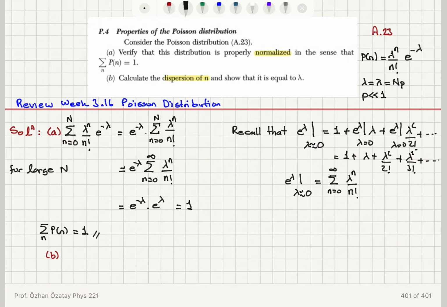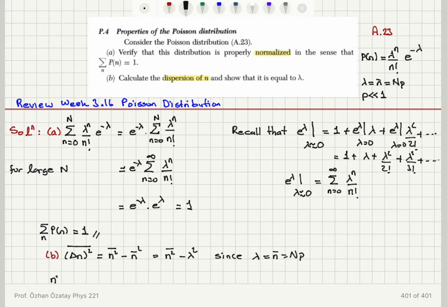Now part B, calculate the dispersion of n. The dispersion of n is the deviation from the mean squared average value, which we know is n squared mean value minus n bar squared, and n bar was defined, it was equal to lambda, so this is basically n squared bar minus lambda squared, since lambda is equal to n bar, which is capital N p. So our task is to calculate n squared bar.